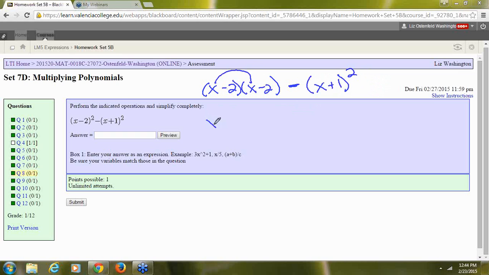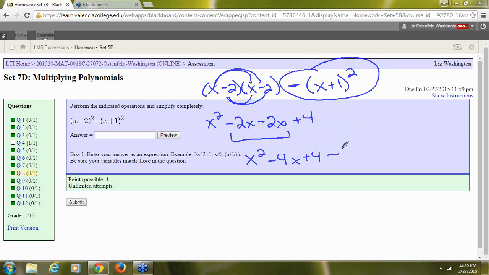X times x is x squared. X times negative 2 is a negative 2x. Negative 2 times x is again a negative 2x. And negative 2 times negative 2 is a plus 4. When I combine like terms, I get x squared minus 4x plus 4. But we haven't used this yet, so I'm just going to bring that down.